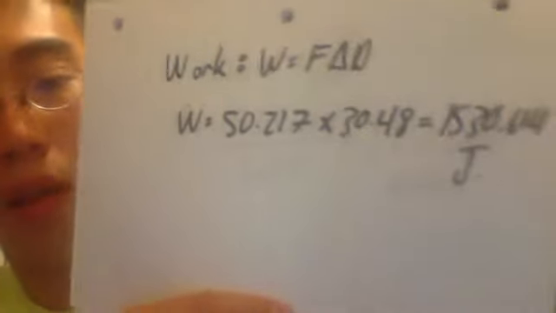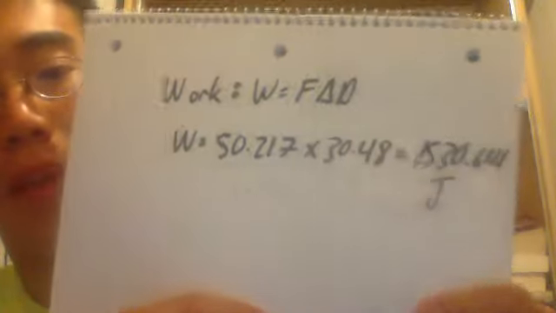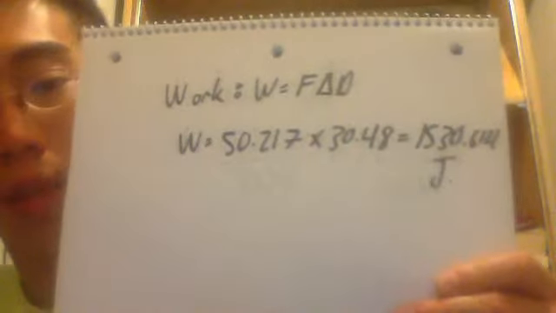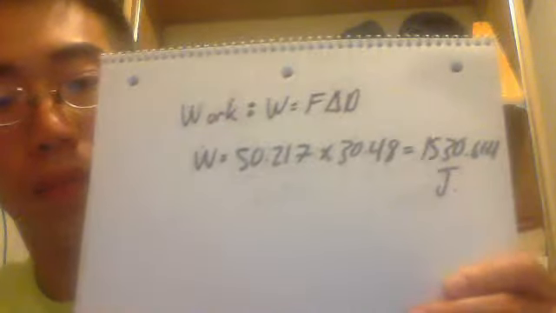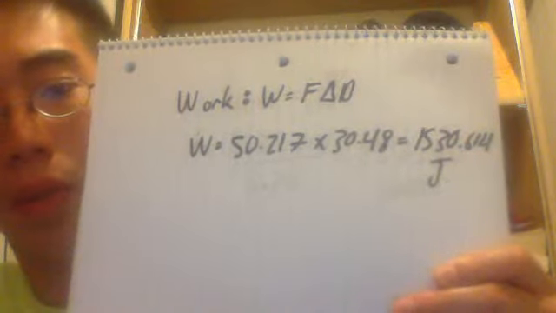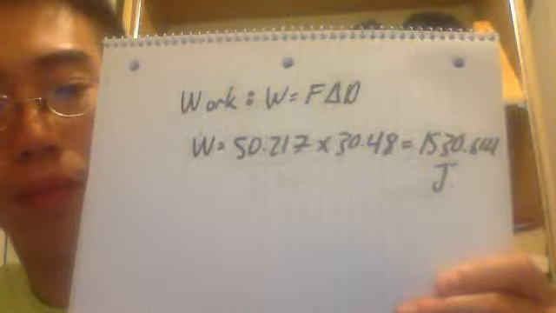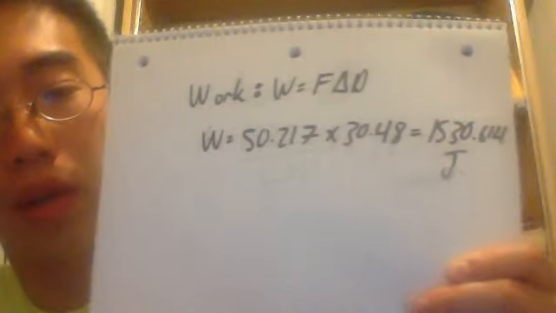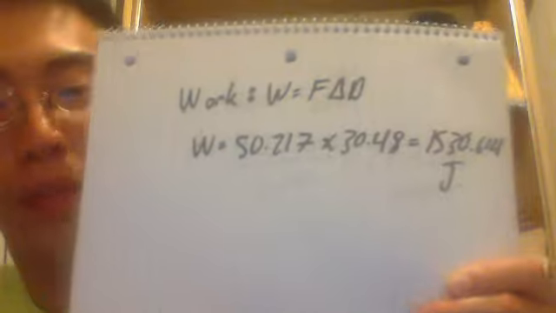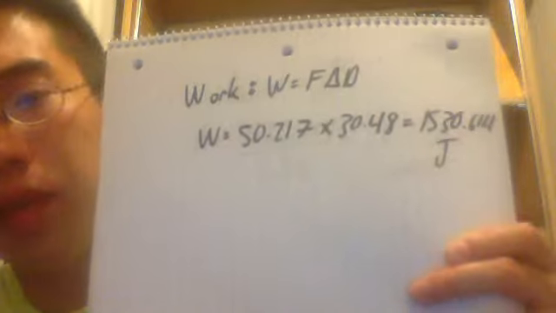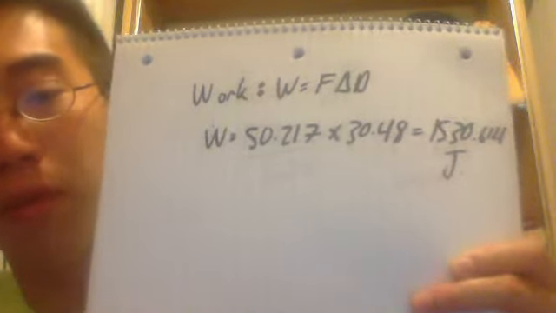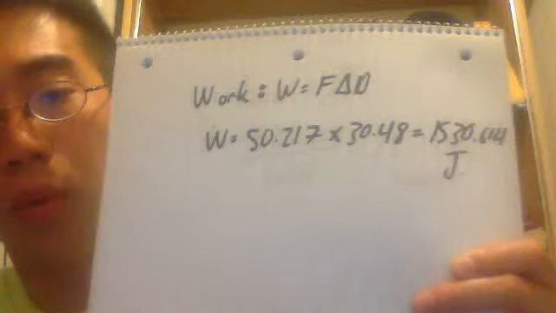Next, I found work. Again, work is defined as F times delta d, force times change in distance. And so I took all of the variables I found previously. To find work, I took what we just found, which was force, 50.217 newtons, times the distance, 100 feet again, which turns out to be 30.48 meters, and that gives us 1,530.614 joules.